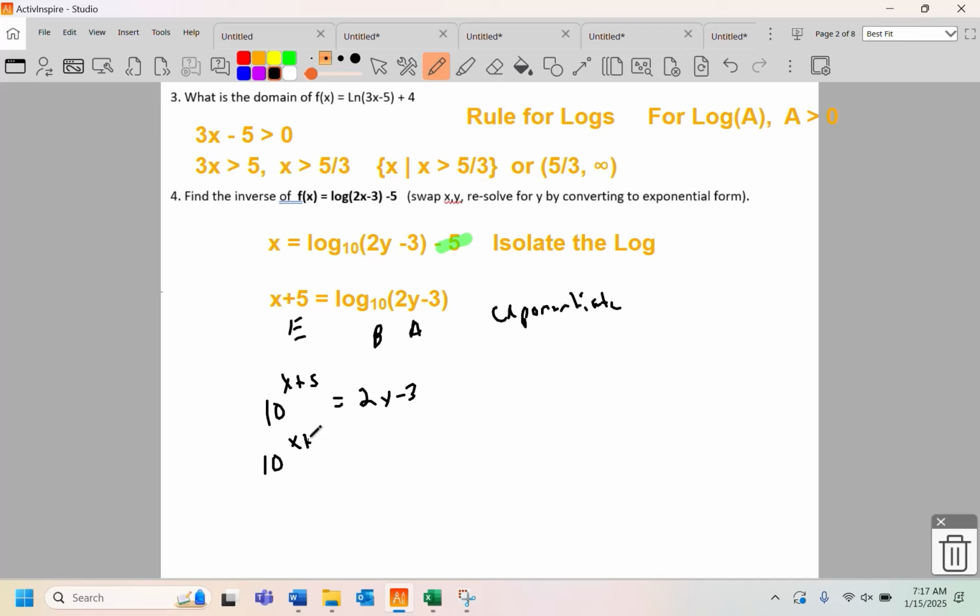10 to the x plus 5, plus 3, is twice y. And I'm just going to divide by 2. So 10 to the x plus 5, plus 3, both pieces over 2, and this does not simplify down to anything else. You could break apart the fraction, but whatever. This is equal to, since y is now alone, the inverse of f of x.